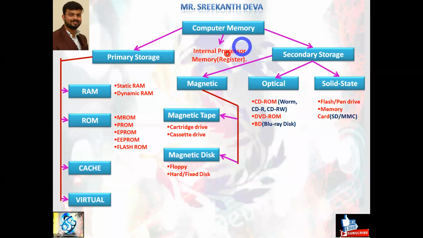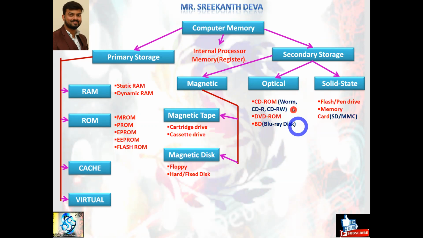Previously we discussed registers, primary storages like RAM, ROM, cache memory, and virtual memories. The secondary memory is like magnetic and optical storages. In magnetic tape, like cartridge drives, cassette drive. In the magnetic disk, like floppy disk, hard or fixed disk. In the optical, we discussed CD-ROM, DVD-ROM, and Blu-ray disc. So in this session, we discuss solid state storage like flash or pen drives, and memory cards like SD cards, secure digital cards, and MMC cards, multimedia cards.